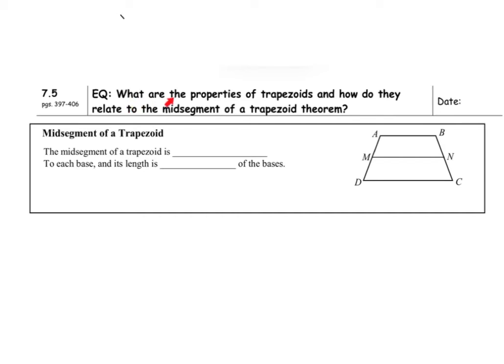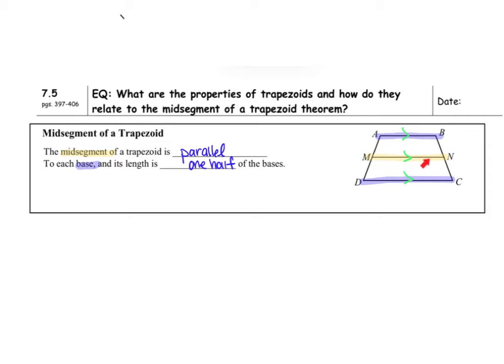In this lesson, we're going to learn about some properties of trapezoids and how we can relate them to the midsegment of trapezoid theorem. The midsegment of a trapezoid is parallel to each base, and its length is 1/2 of the bases. So the midsegment is this line MN. Trapezoids have two bases. The midsegment is parallel to each of the bases.